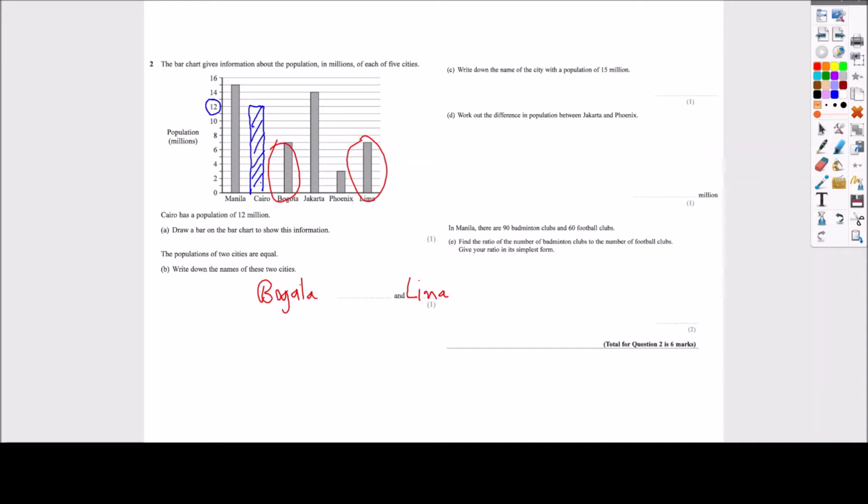Right, part C, write down the name of the city with a population of 15 million. Well, 15 is halfway between 14 and 16. It's up here. So that's this one here, which is Manila.